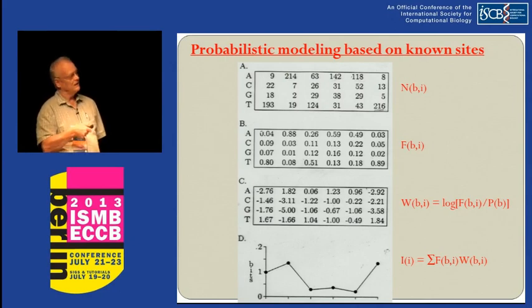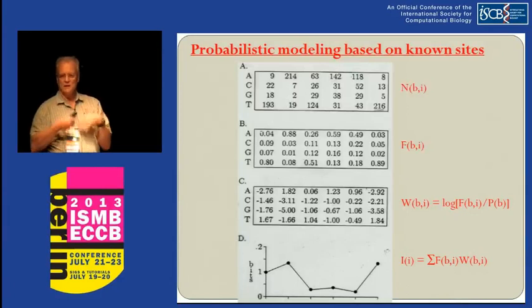Now, information content is, in computer science, called relative entropy. In statistics, it's called Kullback-Leibler distance. It's a likelihood ratio statistic. And in fact, it's very often used in motif discovery methods because it's a nice measure of statistical significance.